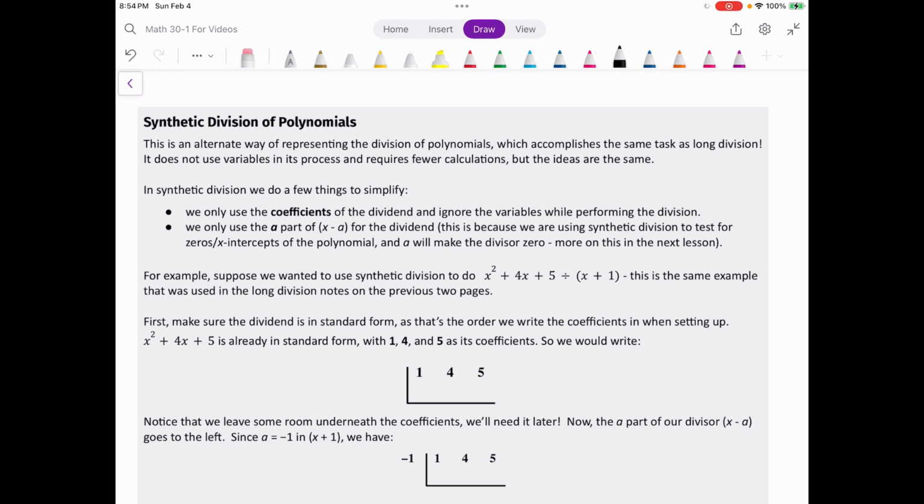Okay, so what I'm going to show you next is synthetic division of polynomials. Now, after I show you this, most students say, why didn't we just do this? Why did we bother with long division?